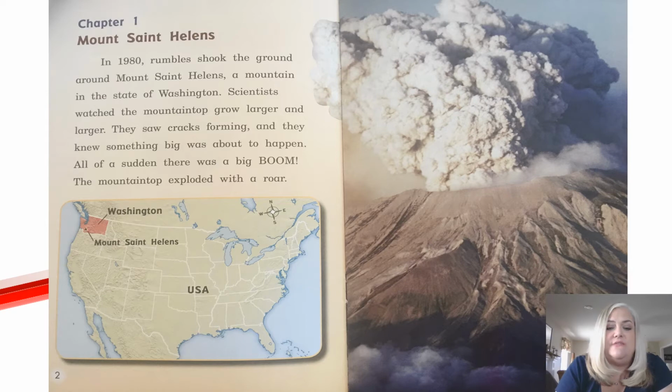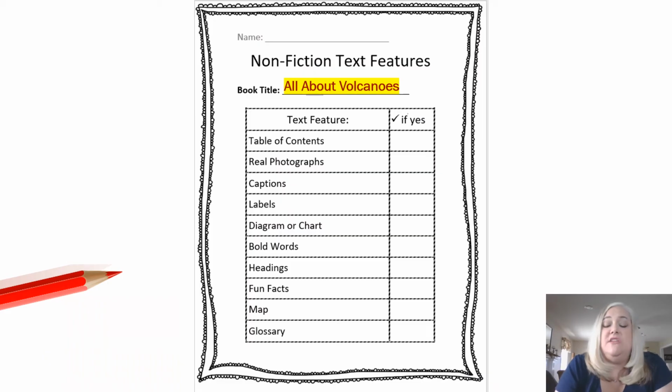It's right beneath those words. I see a nonfiction text feature. Did you say map? You're right. And it even labels what state Mount St. Helens was in, Washington, and identifies exactly which part of Washington Mount St. Helens is in. Let's continue. Let's look at our nonfiction text features that we can put some tally marks in here. Right away, we saw table of contents, didn't we?